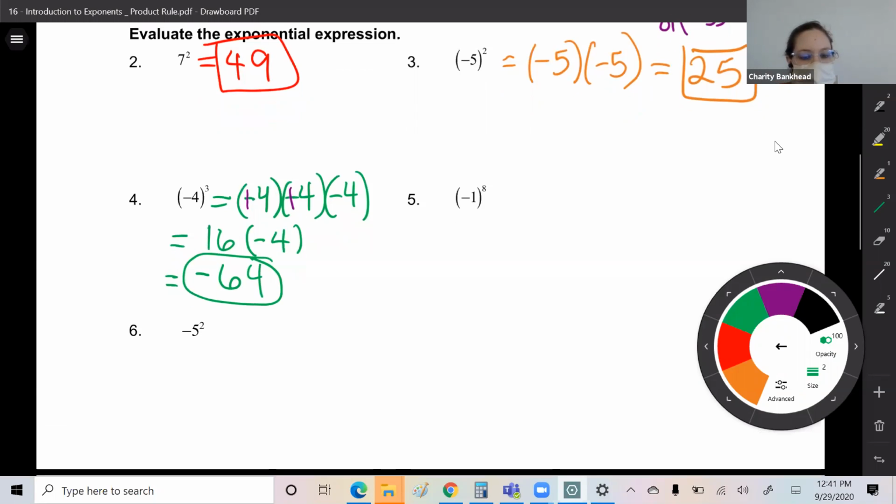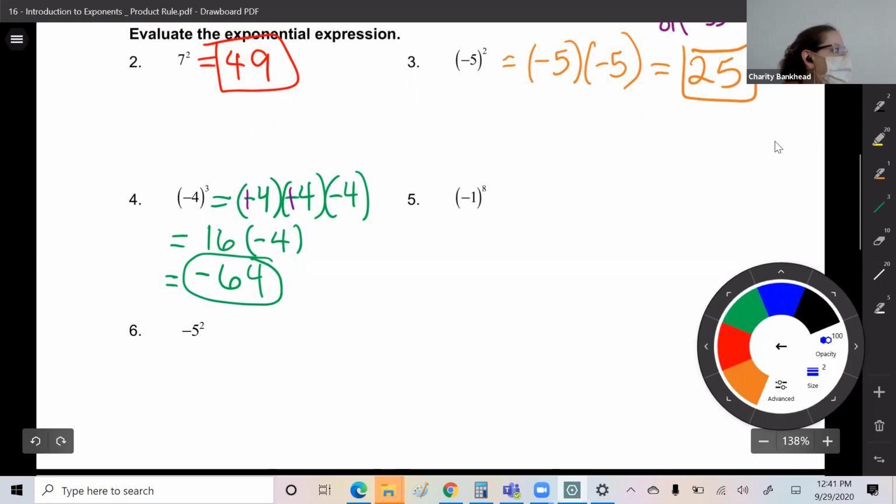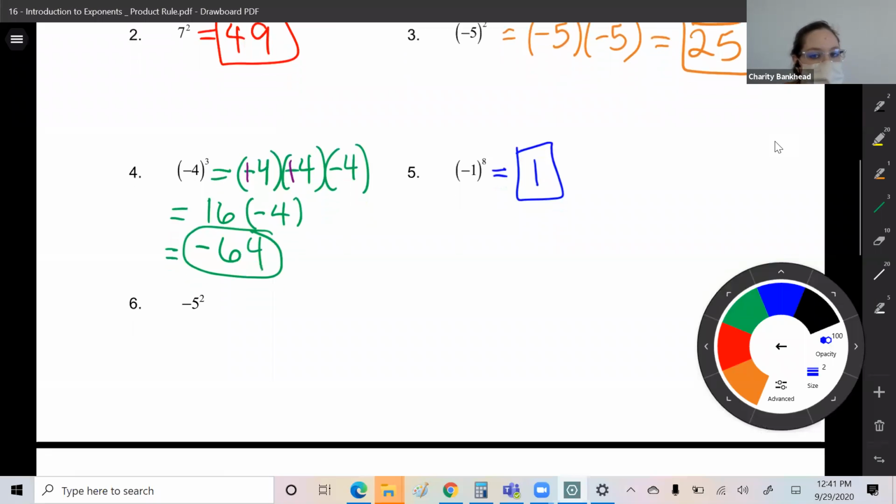And then number 5, negative 1 raised to the power of 8. So 8 is an even number, so I know my answer is going to be positive. And 1 raised to any power is still going to be 1, because 1 times 1 times 1 times 1, no matter how many times I say that, it's still going to be just 1. And since the exponent is even, I know it's going to be positive.